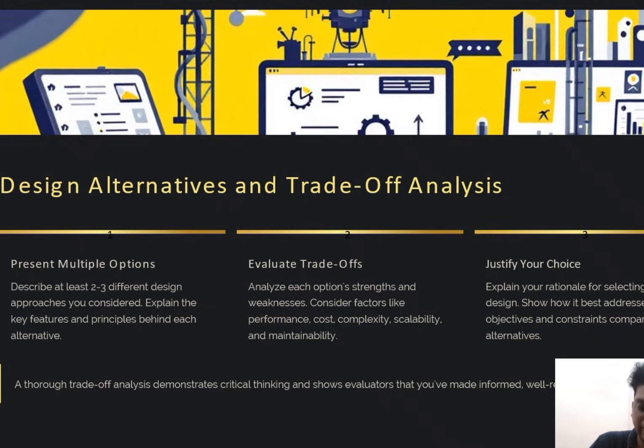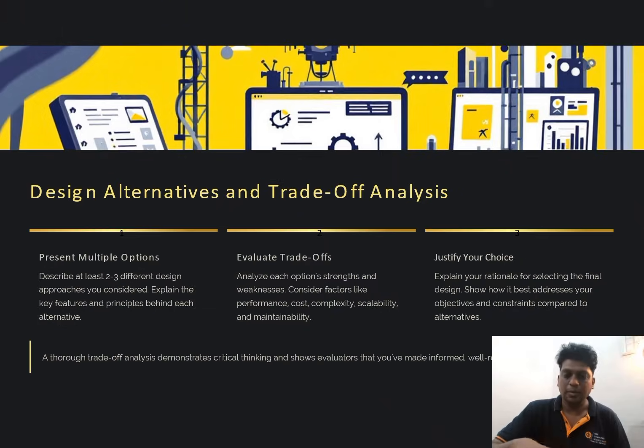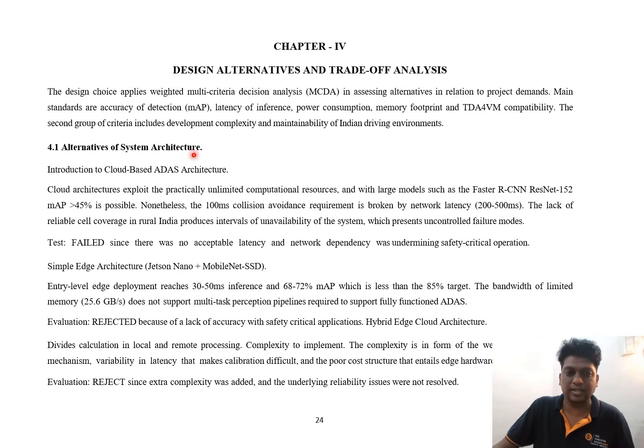Design alternatives and trade-off analysis. Suppose I develop one algorithm, in the first attempt itself I will surely not arrive at the correct algorithm. So I tried many algorithms, and only after that I finalized the correct one. That concept is known as design alternatives. These are the design alternatives of the system architecture.